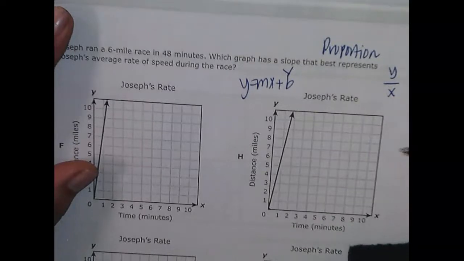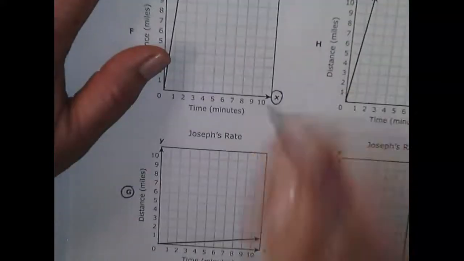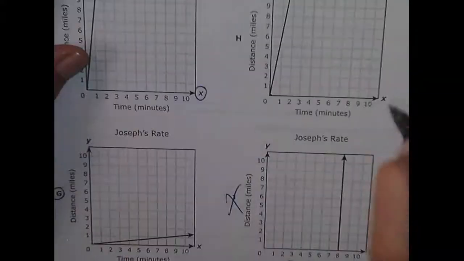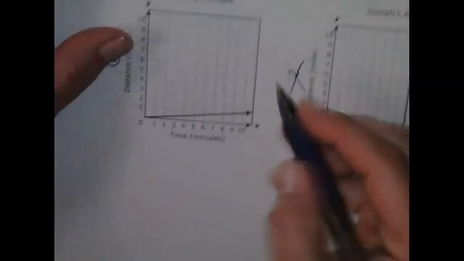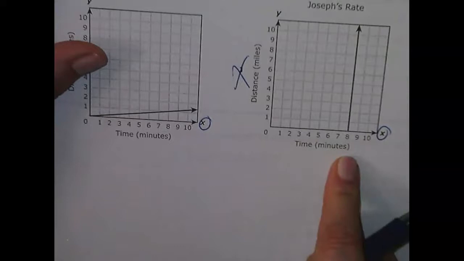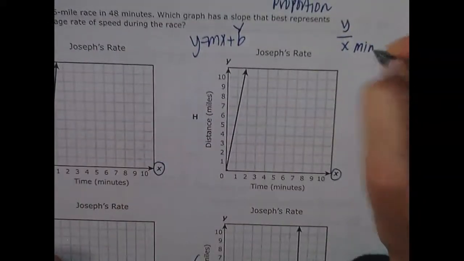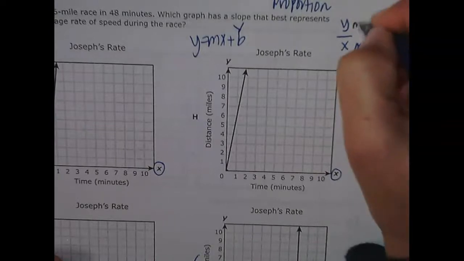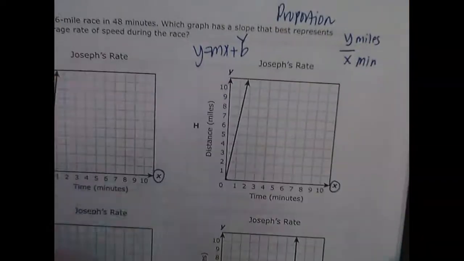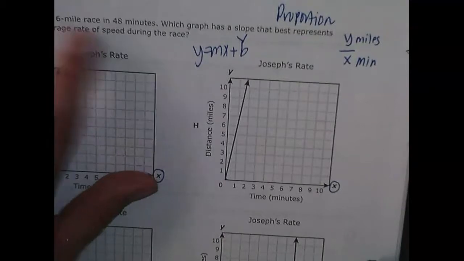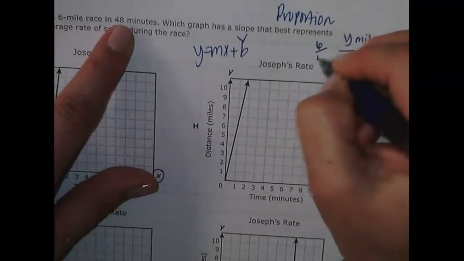Now I can help you with that. Isn't this x? Minutes. Is that x? Minutes. Hey, that's an x. I think x is minutes. And I think y is miles. So that's going to be 6 divided by 48.